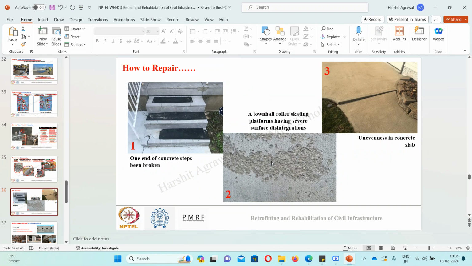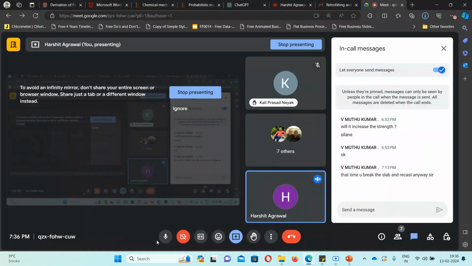If anyone has any further doubt, they can write in the chat box. And those who don't have any doubt, let's see these three practical problems. I have listed three different kinds of distresses in these three questions. Just think how you would go forward with the repair of these three cases. For others, you can write your doubts in the chat box. I will pause for a couple of minutes and then we'll start again.